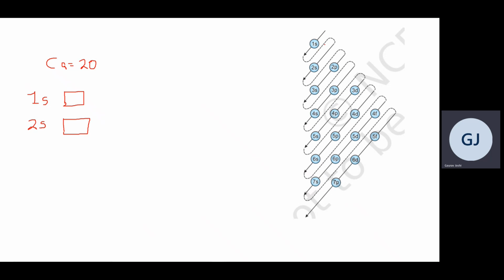Then if I move from here to here, I receive the 2p. So what I have is 2p, right? The 2p will have how many boxes? Three boxes, right? So 1, 2 and 3. From 2p I go till 3s. Since it is s, the 3s will have a single box, right?